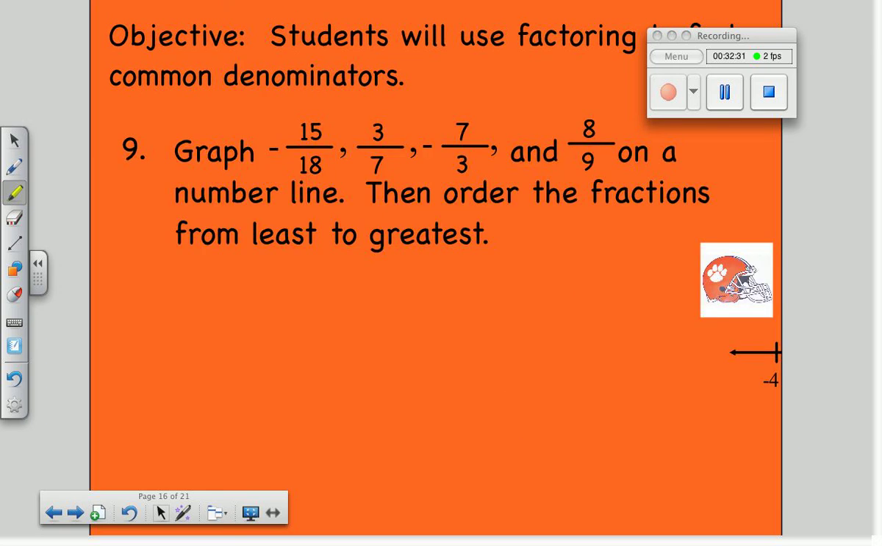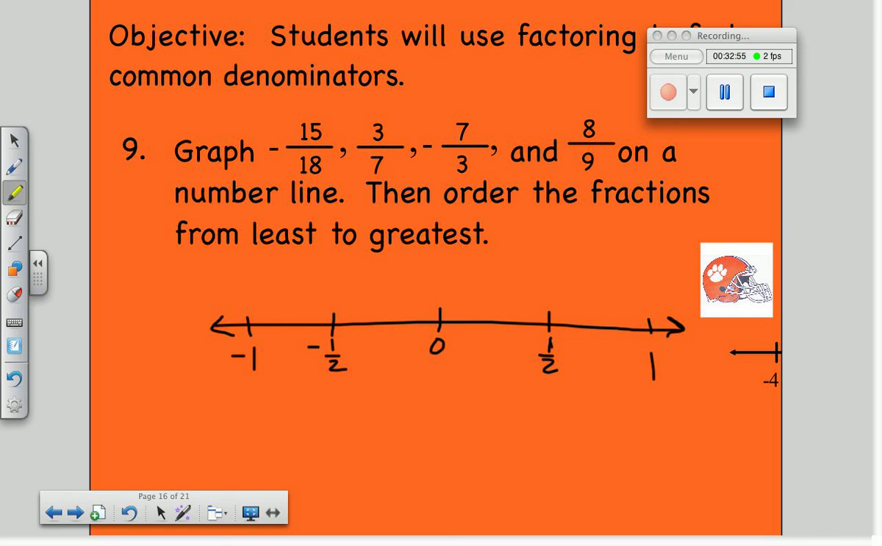Graph these on a number line. We're going to have, do we have negatives? Yes, we do. 0, negative 1/2, and negative 1. And over here, 1/2. And 1. All right, here we go.